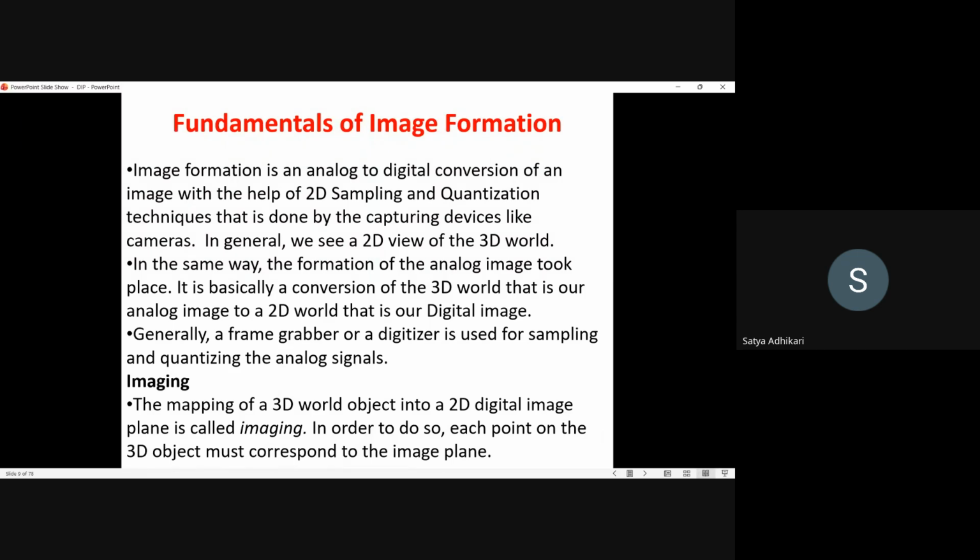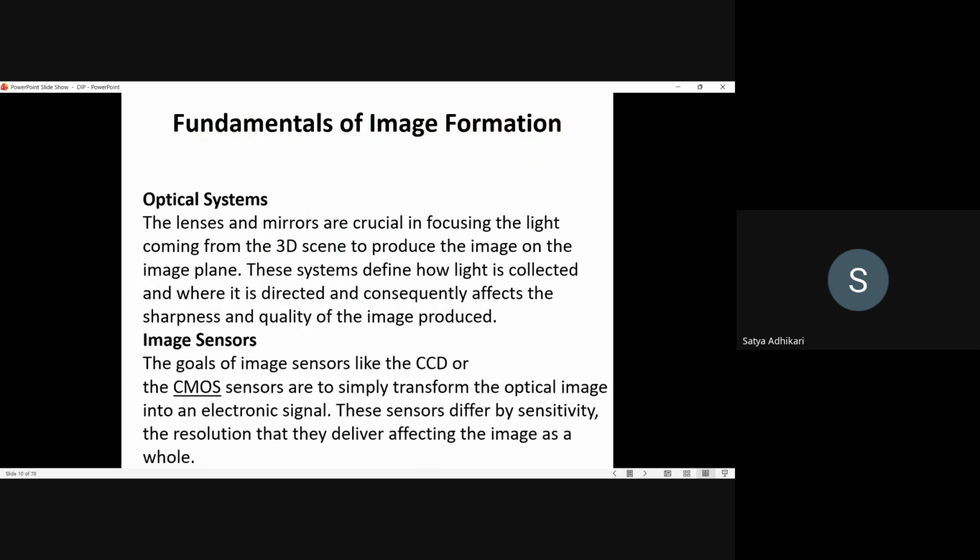In order to do so, each point on the 3D object must correspond to the image plane. Optical system: the lens and mirror are crucial for focusing the light coming from a 3D scene to produce the image on the image plane. So there should be a lens and mirror. This system defines how light is collected and where it is directed, and consequently affects the sharpness and quality of the image produced.